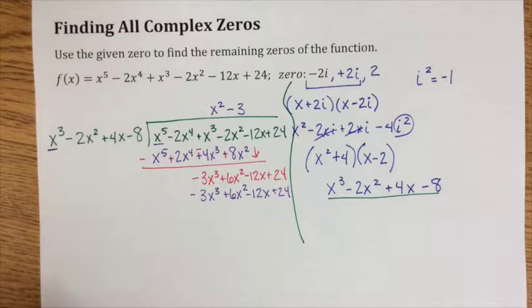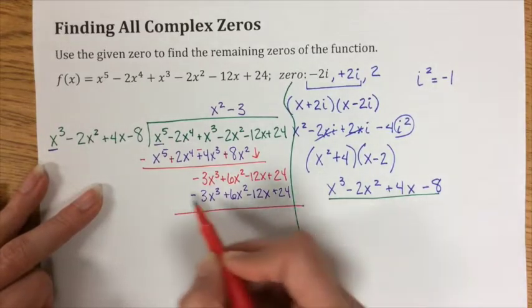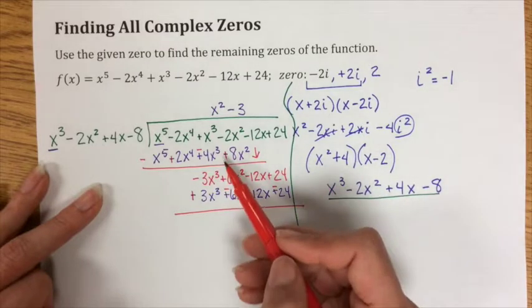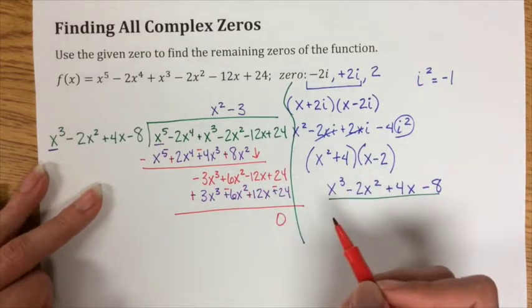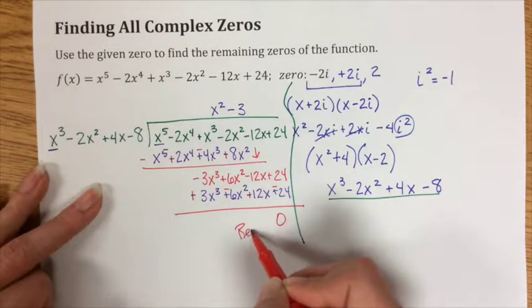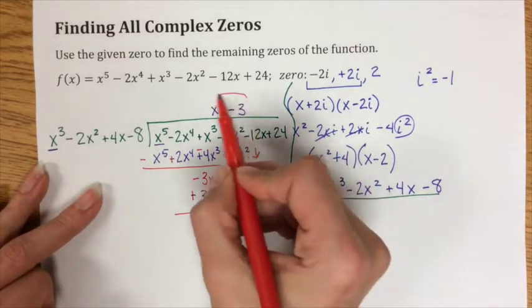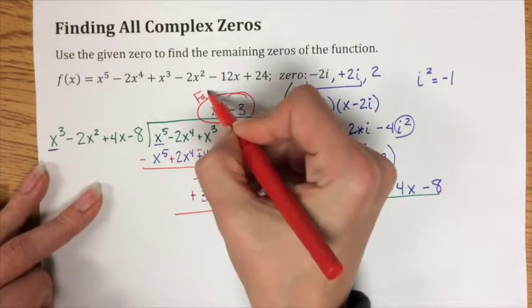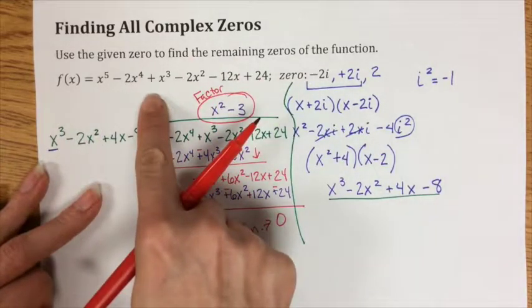Now I'm going to draw my lines. You might notice they're lining up perfectly, but we're still going to do it just to make sure. Draw our lines and change our signs, and then we're going to add down. Cancel, cancel, cancel, cancel. Our remainder is 0. So that means that this right here is a factor. If I multiply that by this, I should get my original function.